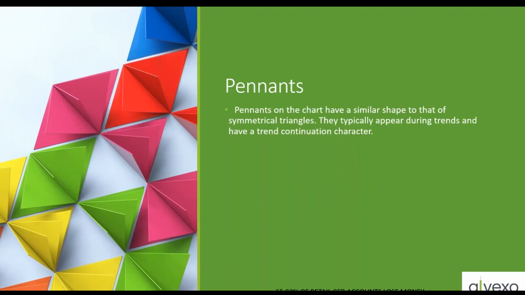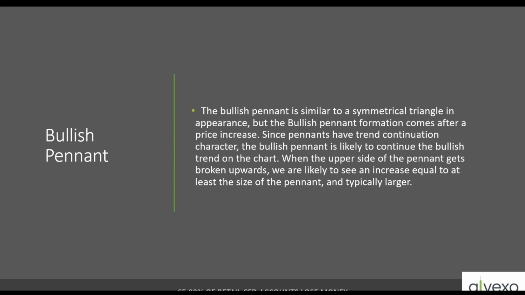Now we have pennants. Pennants just look like triangles, except a pennant on a chart has a shape similar to that of a symmetrical triangle. They typically appear during trends and have a trend continuation character. Forget the words continuation character. A bullish pennant is similar to a symmetrical triangle in appearance, but the bullish pennant formation comes after a price increase. Since pennants have trend continuation characters, the bullish pennant is likely to continue the bullish trend on the chart.